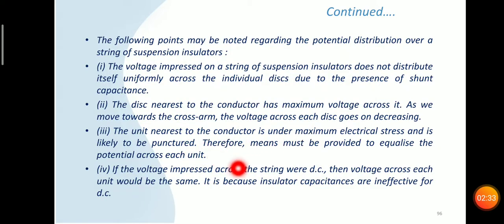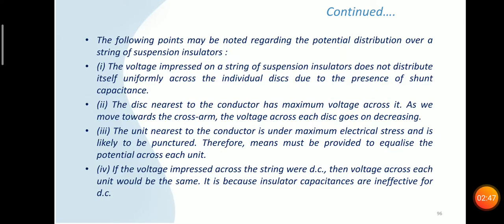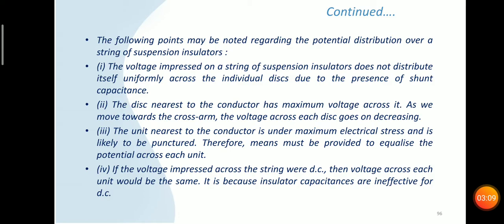If the voltage impressed across each string is DC, the voltage across each string will be equal because there is no effect of capacitance in the case of DC. But while you are using insulators in an AC transmission line, there will be a difference in potential. And as the voltage across the capacitor or disc nearer to the conductor is more, there is more chance of puncturing this disc. So, in order to keep the voltage distribution uniform, we have some additional methods.